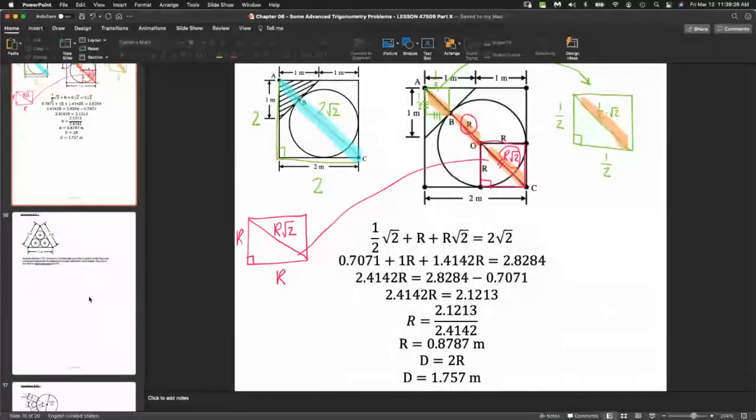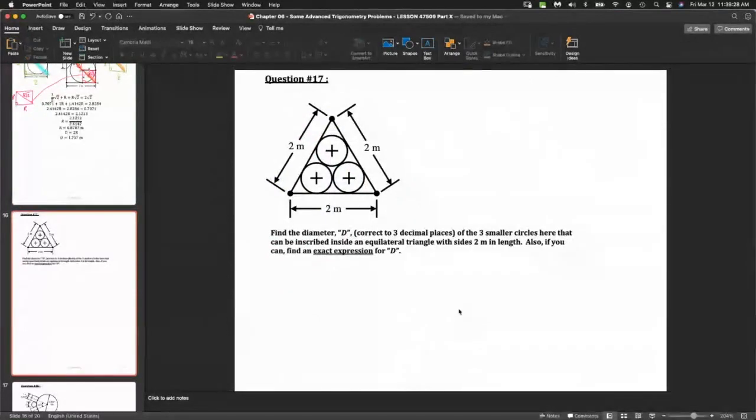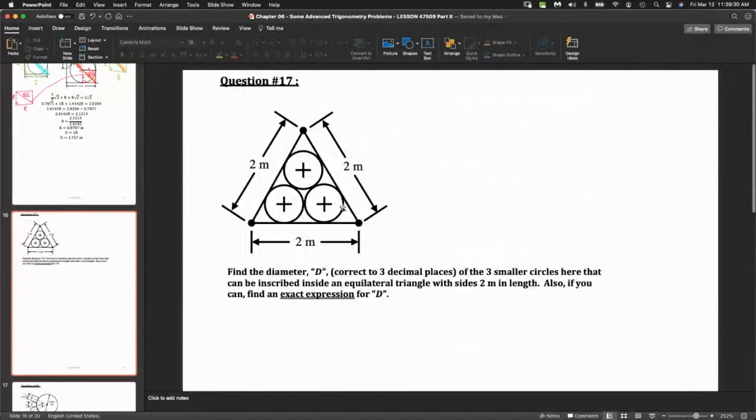So without any delay, here's our last question for today. In this case, we're going to take 3 equal circles and we're going to put them inside an equilateral triangle. Remember, equilateral means that all the sides have the same length. So there's a lot of symmetry happening here.